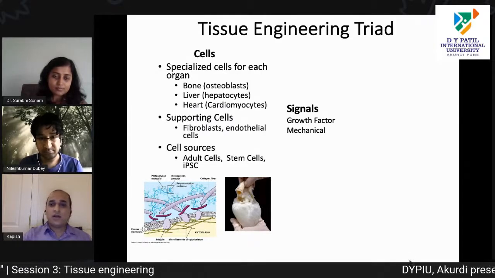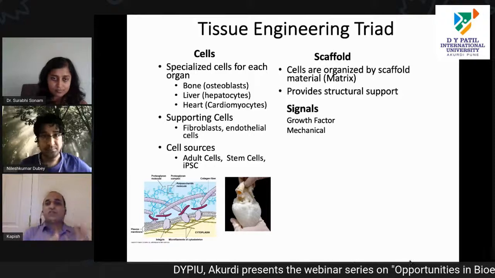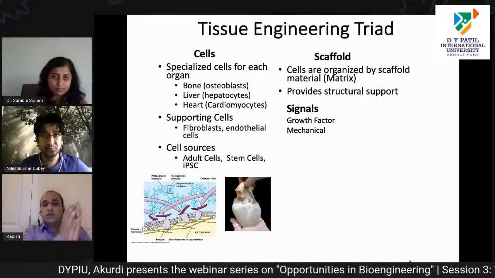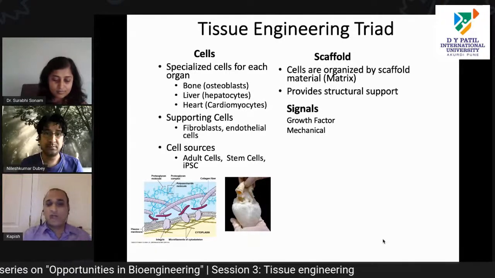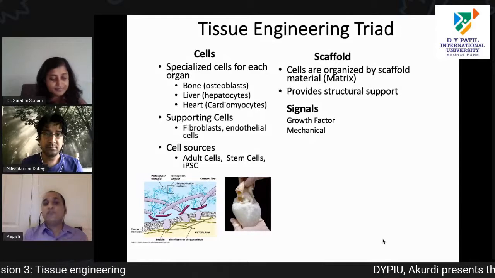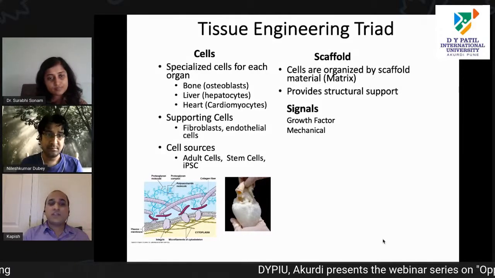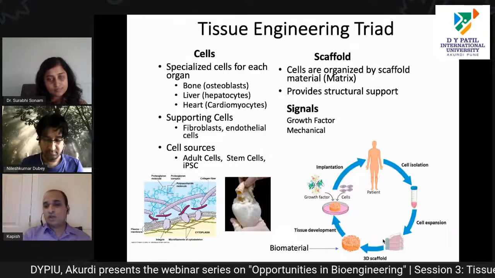And the other thing that we require is a scaffold. A scaffold is basically a matrix which supports the cells. So this is the image of that decellularized heart which I was talking about. Even if you remove the cells, we have a kind of skeleton or scaffold which supports the cells. And this is something we need to provide, which gives shape as well as functionality to the organ.